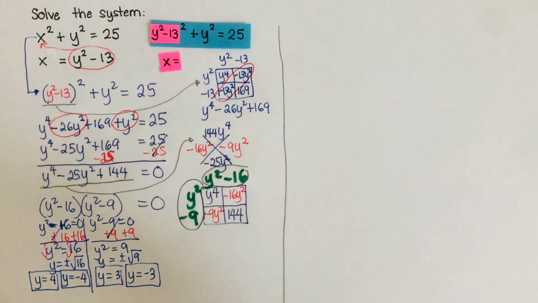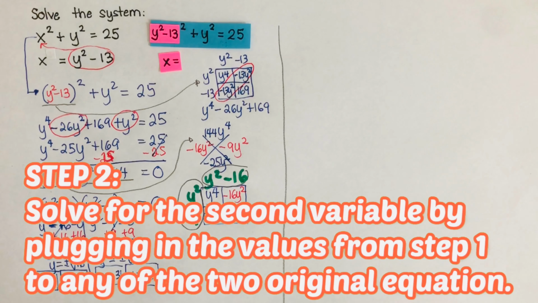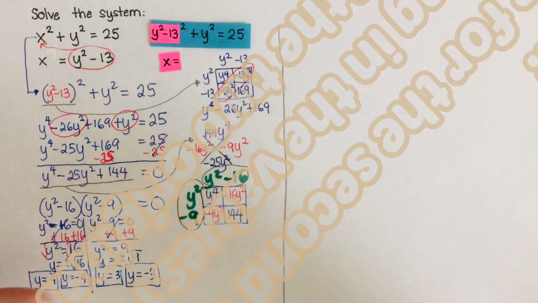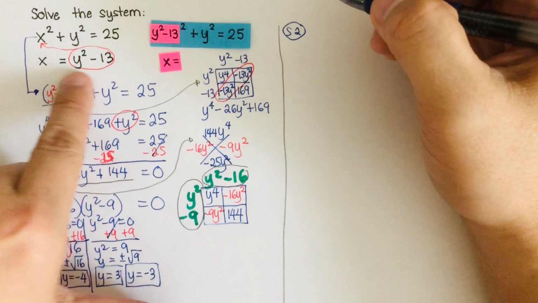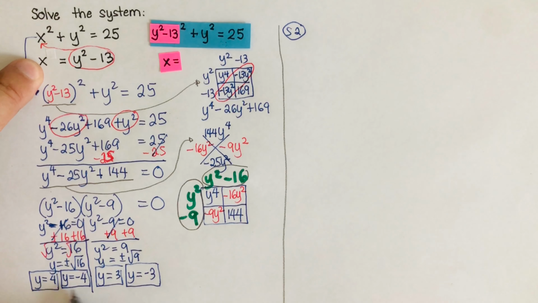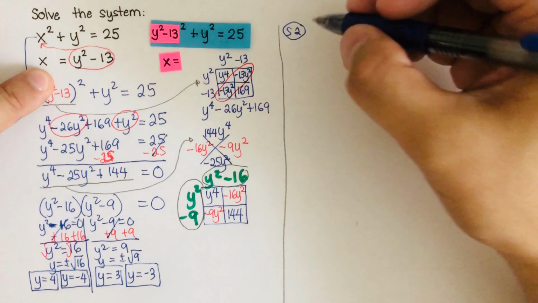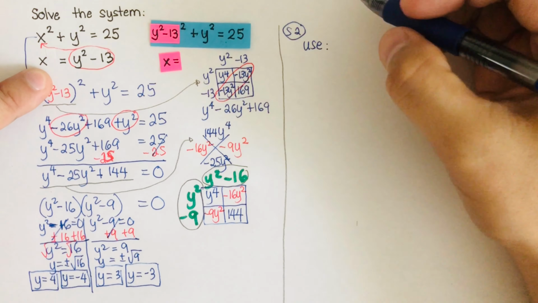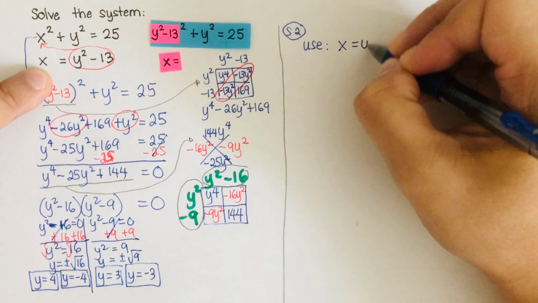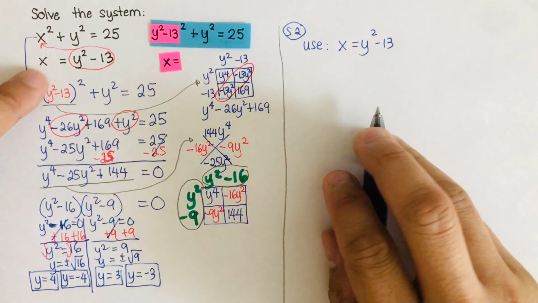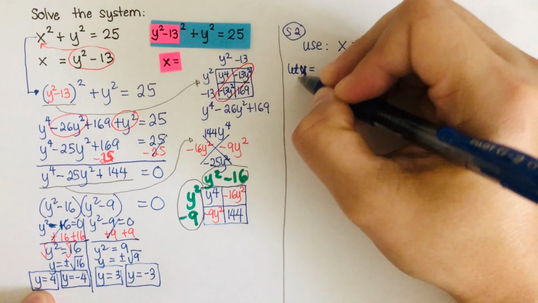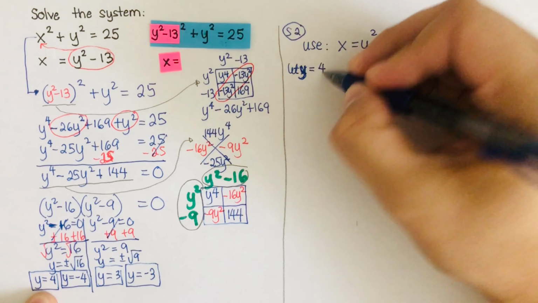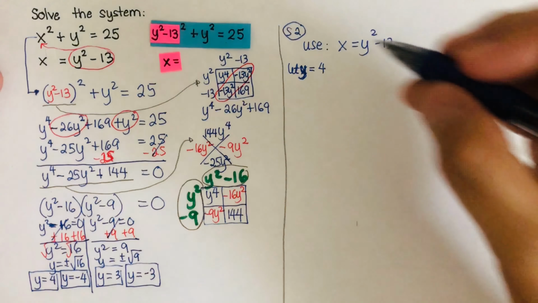So our second step is to solve for the second variable by plugging in the values from step 1 into any of the two original equations. So then I can go ahead and label this as step 2 right here. We can use this equation right here. It's set up to solve for x. Since we already have the y, we're supposed to be solving for x. So we are going to use the equation x is equal to y squared minus 13, which is one of the original equations. So then I can go ahead and say y is equal to 4. So then I plug this in here to solve for x.